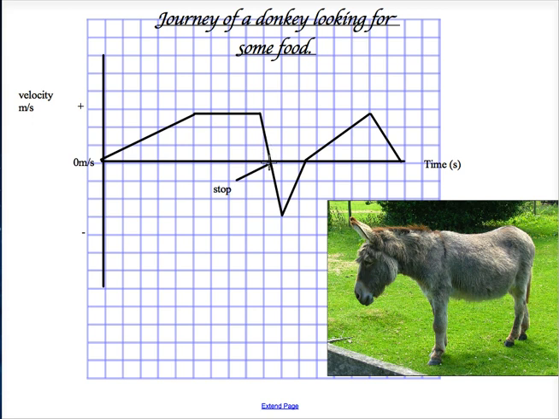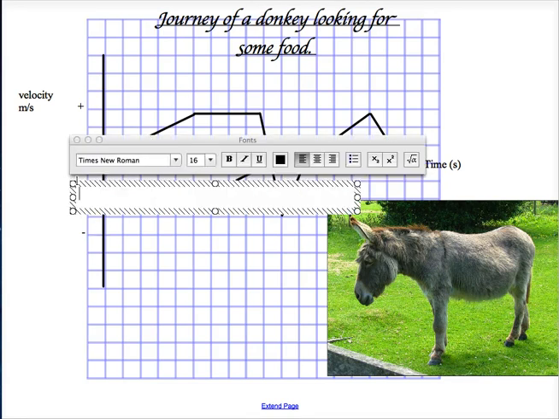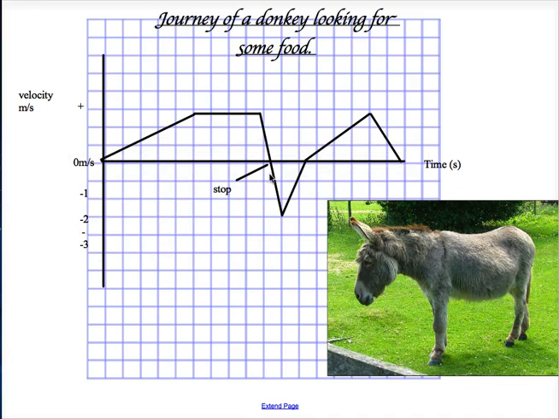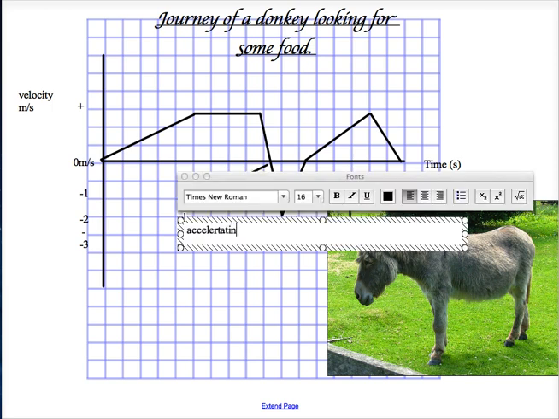Don't forget to stop. Now down this bit here, the numbers will get bigger. They're all minuses, but it'll be like -1, -2, -3, etc. So write them in if you need to. As the numbers are becoming increasingly negative, they're getting bigger. It means it's speeding up. It's speeding up in reverse. It's going 1 meter per second, 2 meters per second, 3 meters per second. So this donkey is accelerating in reverse.